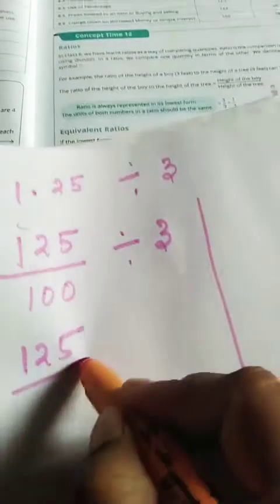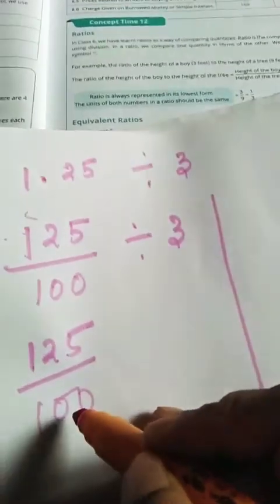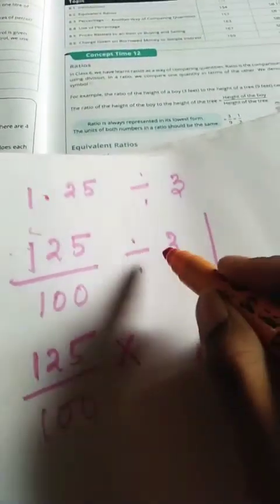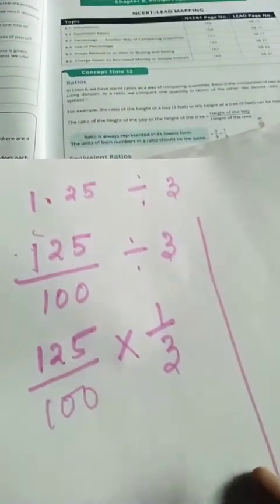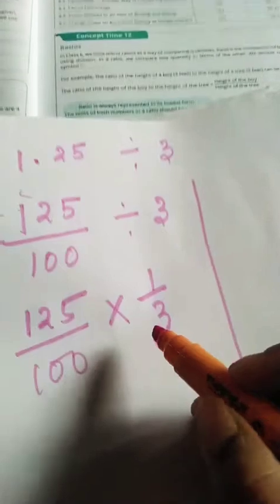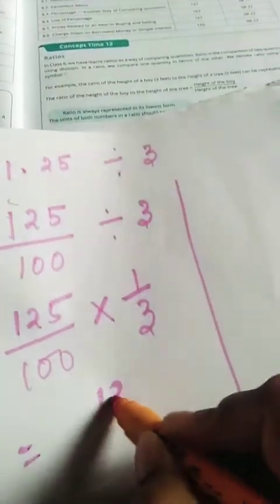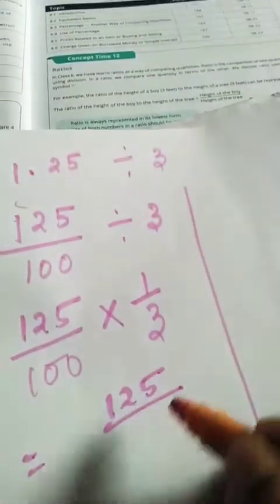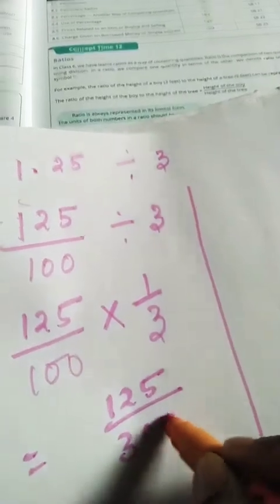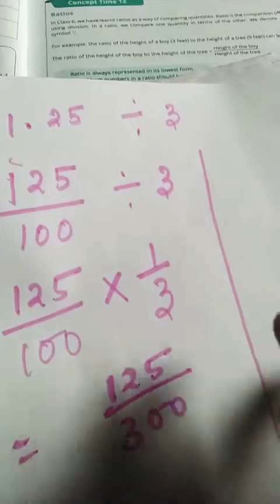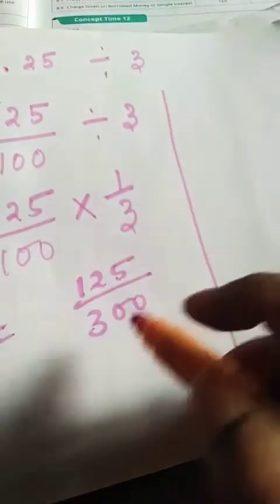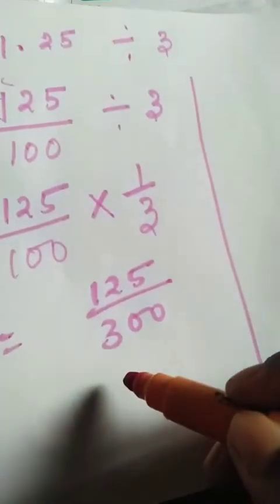How will you do fraction division? Keep the first fraction as it is, then change the second into its reciprocal. Now, what is the answer? 125 divided by 300. Right? Now, how to divide this? 125 by 300.